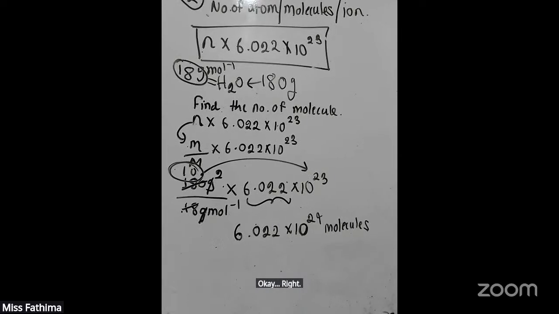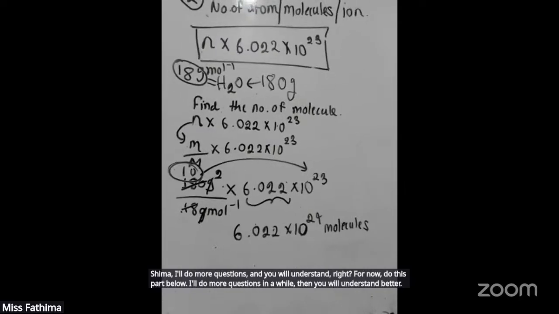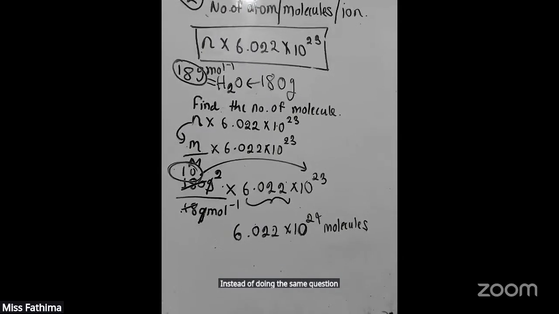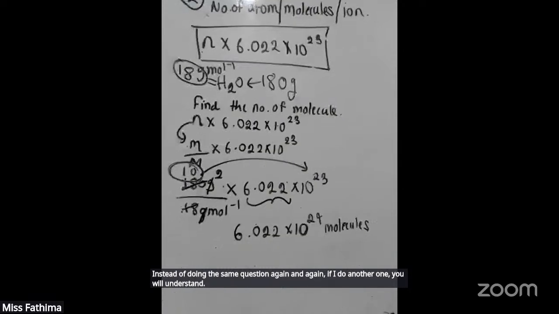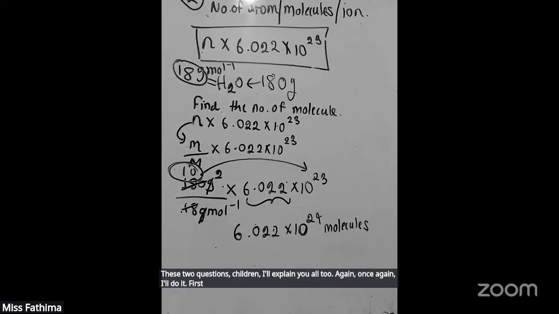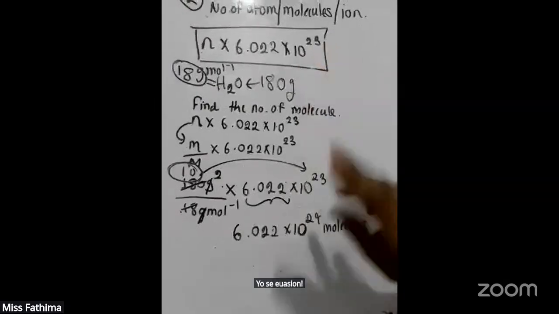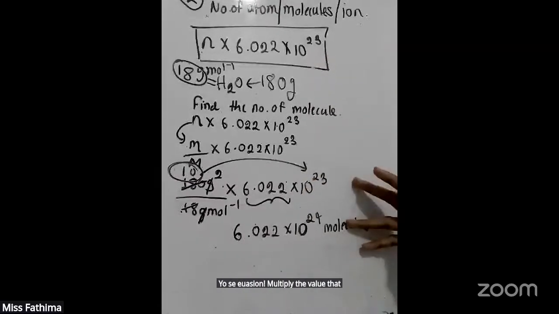Shima, I'll do more questions and you will understand. For now, do this part below. I'll do more questions in a while, then you will understand better. Instead of doing the same question again and again, if I do another one, you will understand. Can you try these 2 questions, children? I'll explain to you all too. Once again, I'll do it. First of all, you all try. Use the equation, multiply the values that they have given and do it.